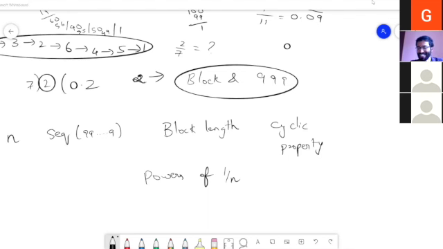Sir, I too did 1 by 17. So it is cyclic, but not continuously. After 10 digits, it is repeating, sir. 2 by 17 is 0.11764705. Again, it started from 0588 like that. And 3 by 17 is 0.176470588 like that. It is not exactly cyclic, we are not getting it.